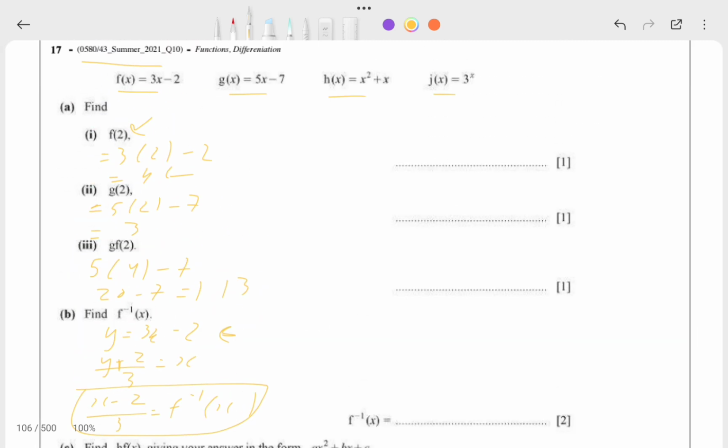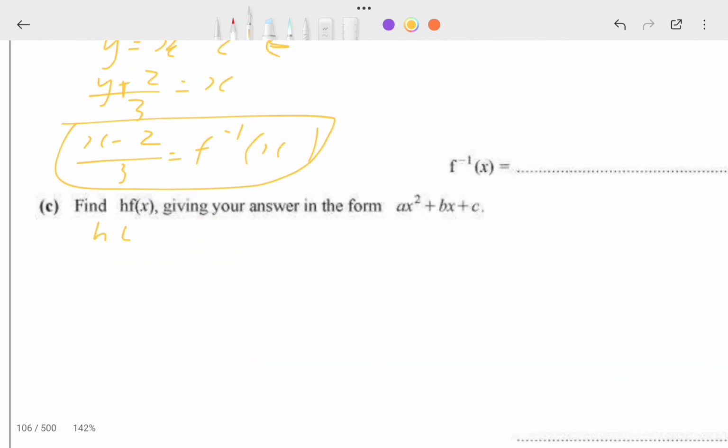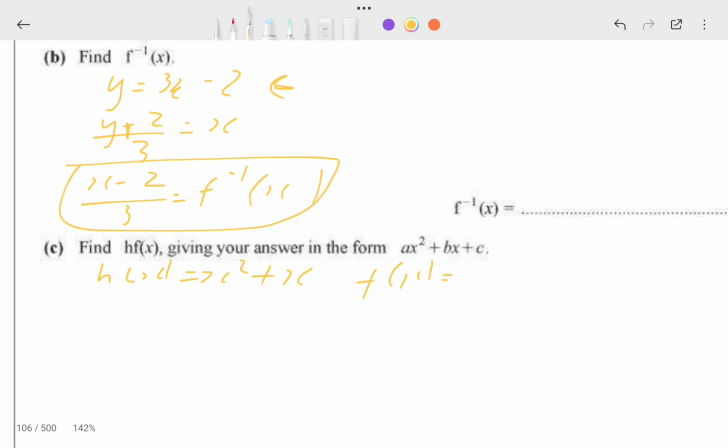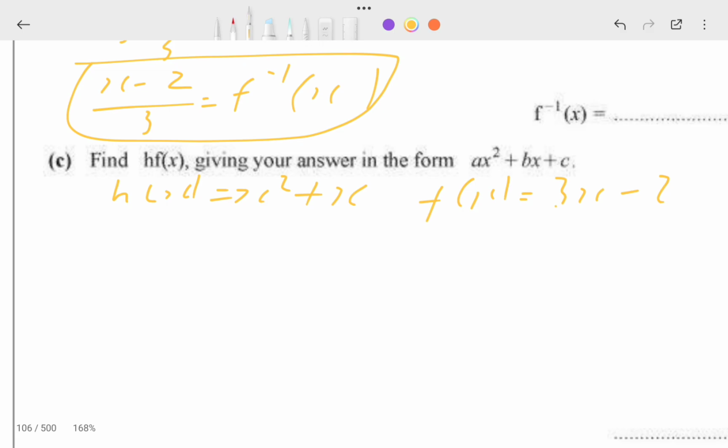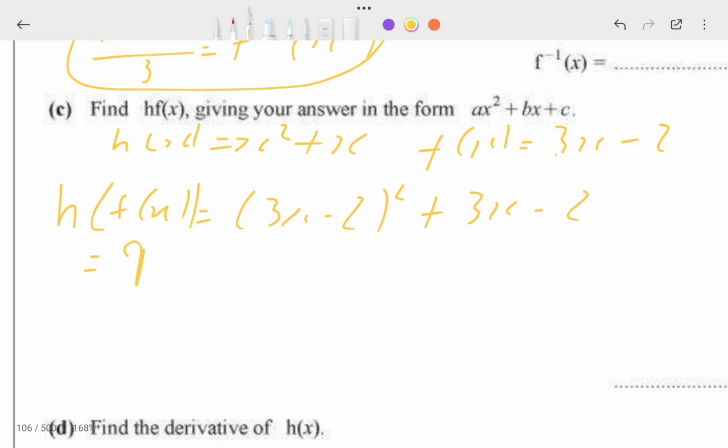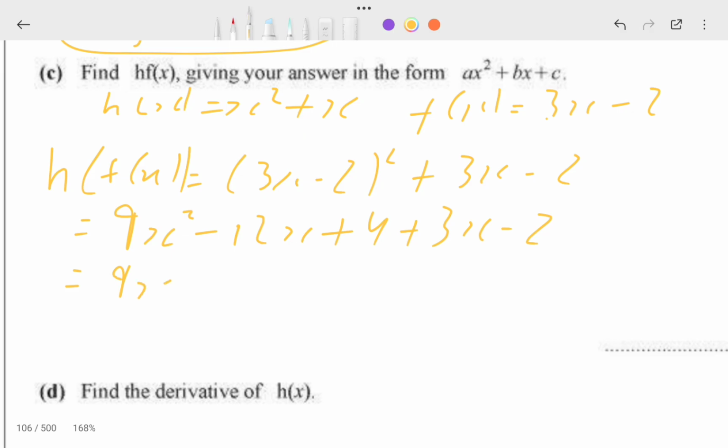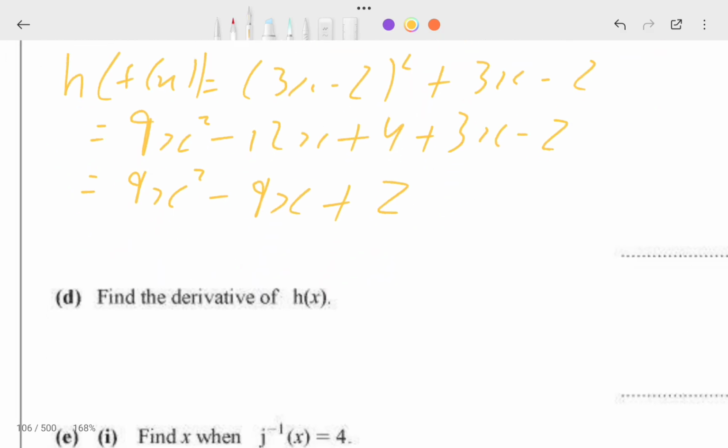Okay, find h(f(x)). Give your answer in the form of ax squared plus bx plus c. So h(x) is x squared plus x, and f(x) is equal to 3x minus 2. So (3x minus 2) squared plus 3x minus 2. If we simplify this, 9x squared minus 12x plus 4 plus 3x minus 2, 9x squared minus 9x plus 2. So this is our answer.